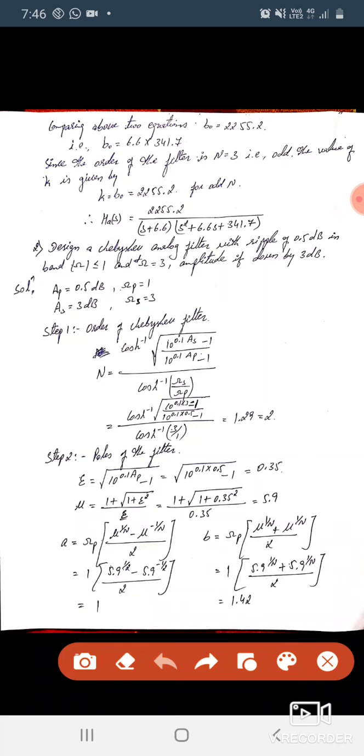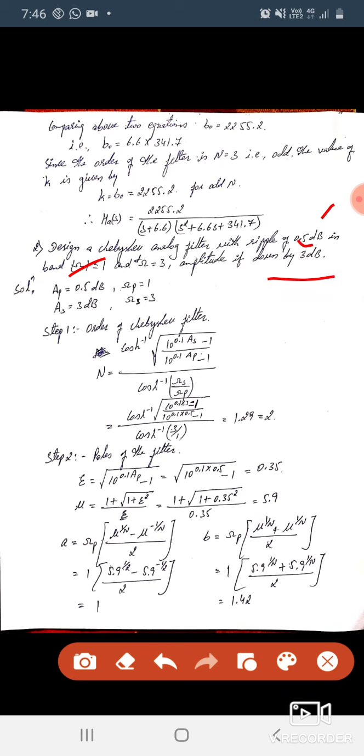Okay, here one more problem. They given a rippling of 0.5 dB in band of omega less than or equal to 1. At omega equals 3, amplitude is down by 3 dB.